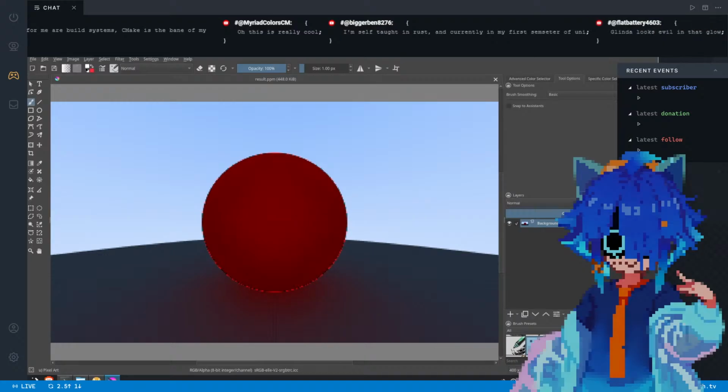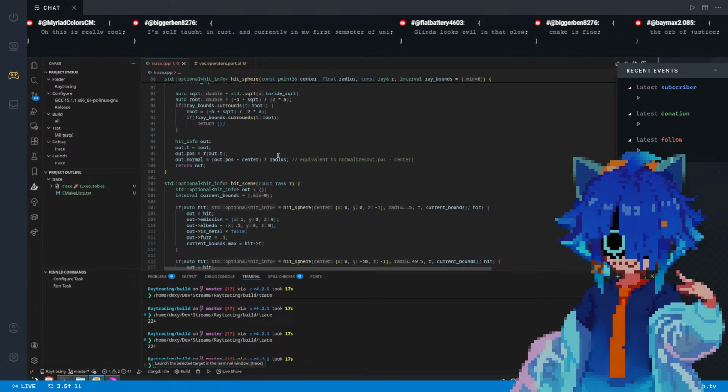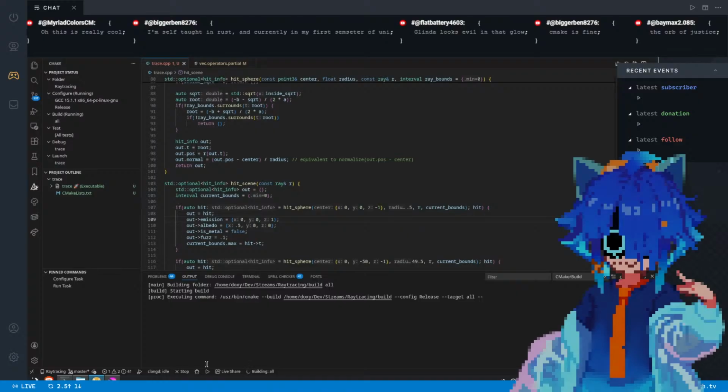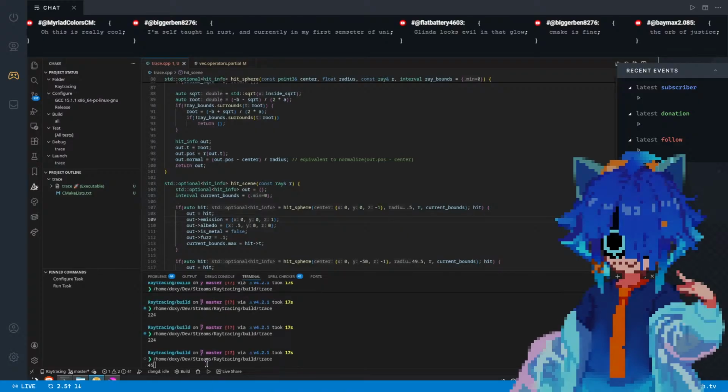Linda looks evil in that glow. Okay, shall we make her glow like a blue color instead? So then she's less evil? We'll make her be red, but glow blue, and this will be an interesting look. I kind of agree.